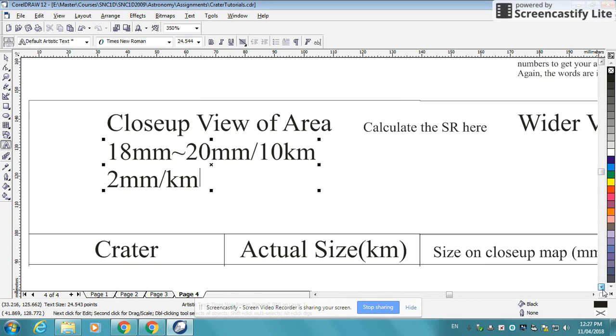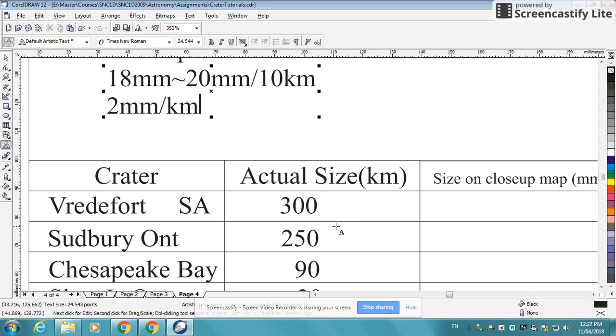So what does that allow us to do? This first crater then, if we want to travel 300 kilometers, and each kilometer is 2 millimeters, we take 300 kilometers, times it by 2, and we get 600 millimeters, which is the same as 60 centimeters. It cannot possibly fit on the first map. So you can't graph this one.